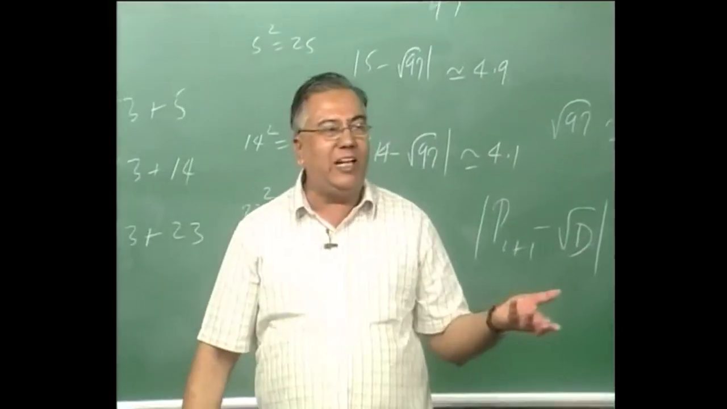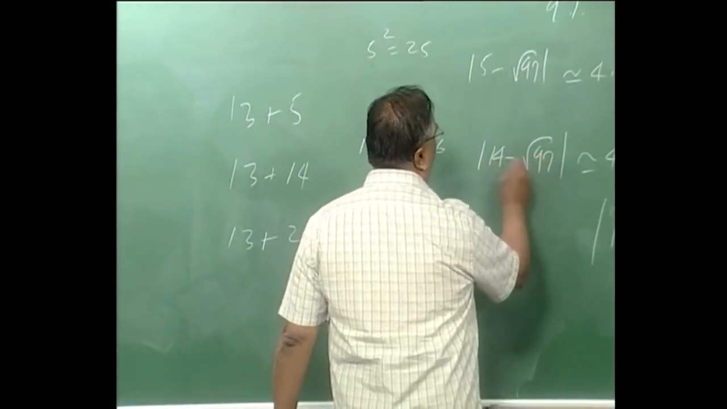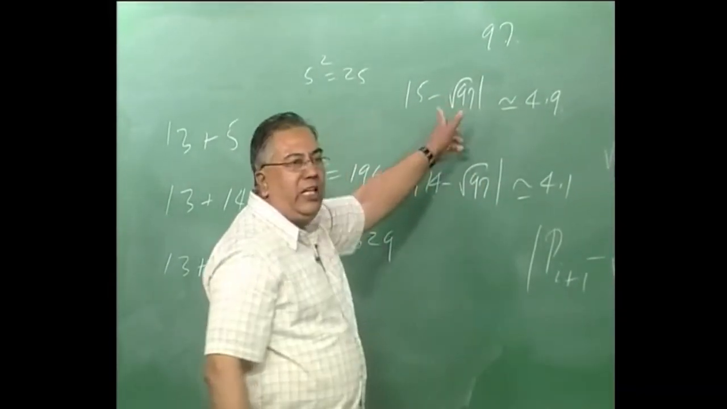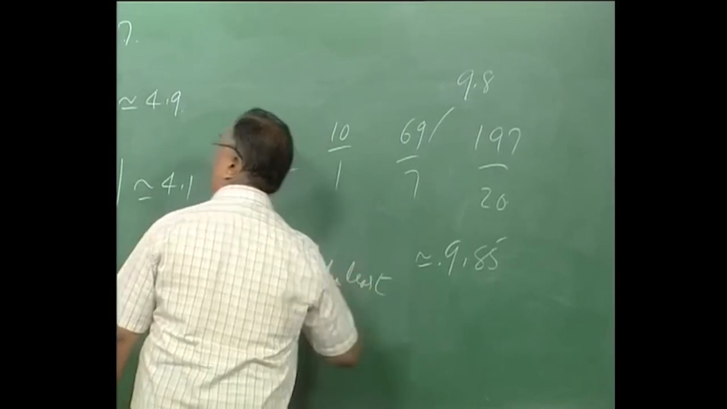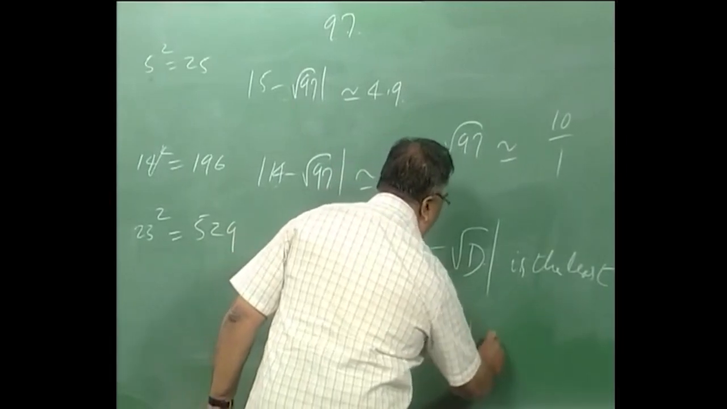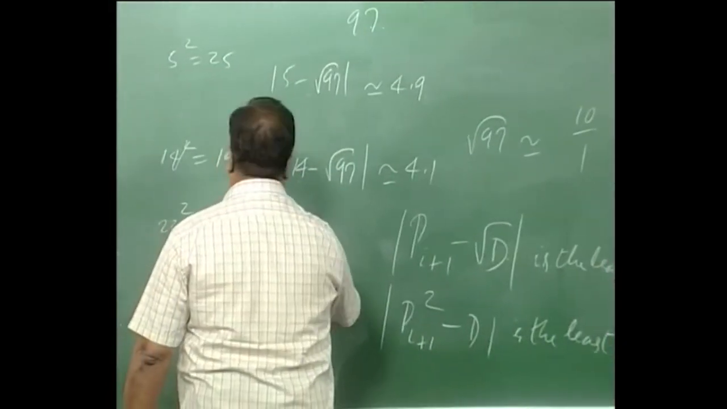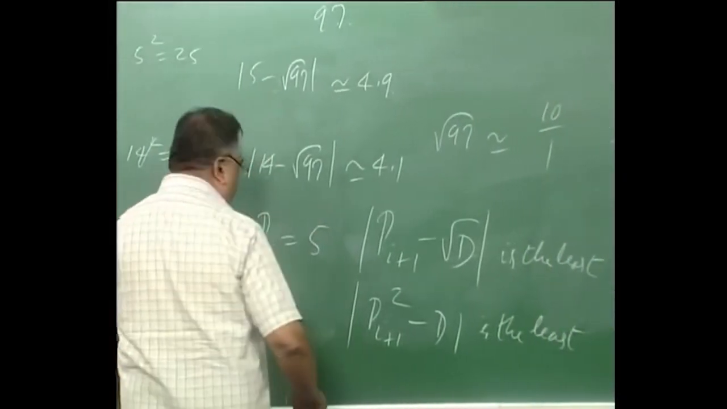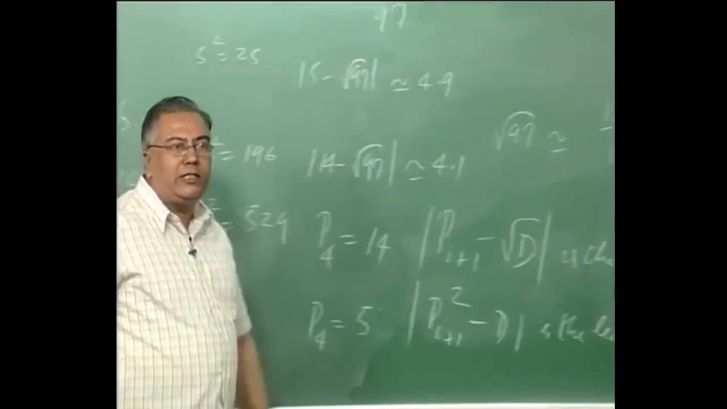9.8. Anyway, you need to know that it is more than 9.5 or less than 9.5. If it is more than 9.5, 14 is closer to root d. If it is less than 9.5, this is farther away from root d. So if your condition is this is the least, then you pick this. So you will get P4 equal to 5 in this case, and P4 equal to 14 in the other case. Do you understand what I am saying?